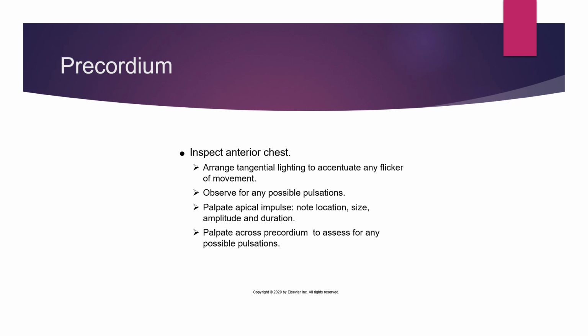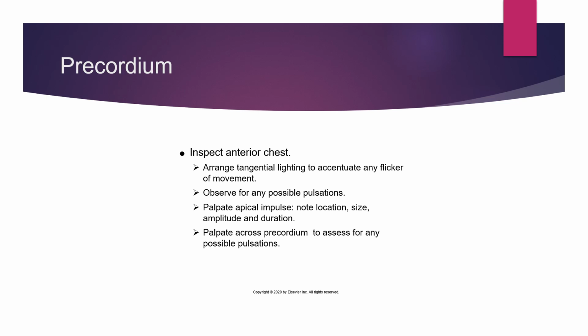Your aortic area is in the second intercostal space to the right of the sternum. Your pulmonic area is the second intercostal space to the left of the sternum. The tricuspid area is in the fifth left intercostal space close to the sternum, and the mitral area is the left midclavicular line at the fifth intercostal space.